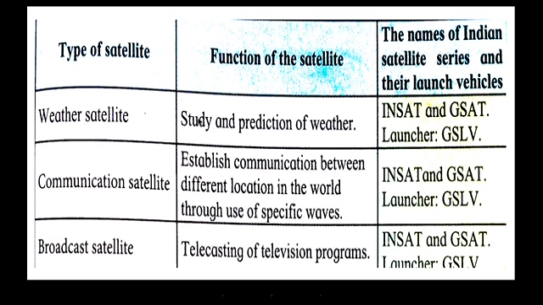Weather satellite. The function of weather satellite is to study and predict the weather. The satellites used for this purpose are INSAT and GSAT, and their launcher is GSLV. Communication satellite. To establish communication between different locations in the world through use of specific waves. The satellites used for this are INSAT and GSAT, and their launcher is GSLV. Broadcast satellite. The function is to telecast television programs. The satellites are INSAT and GSAT, and their launcher is GSLV.